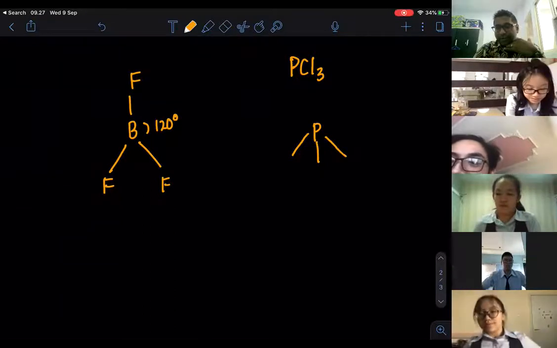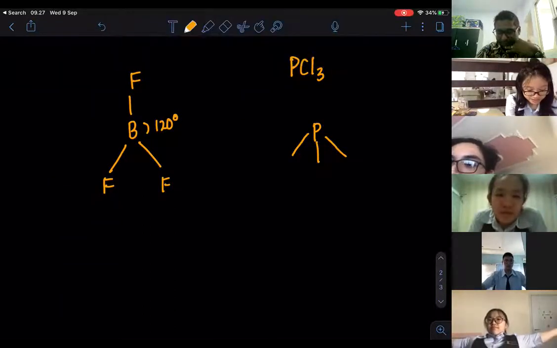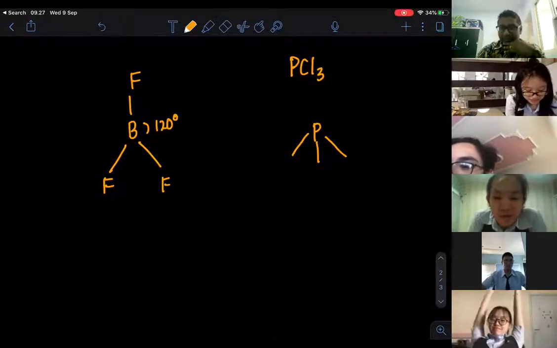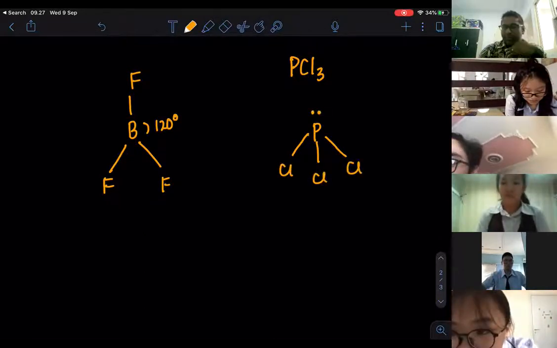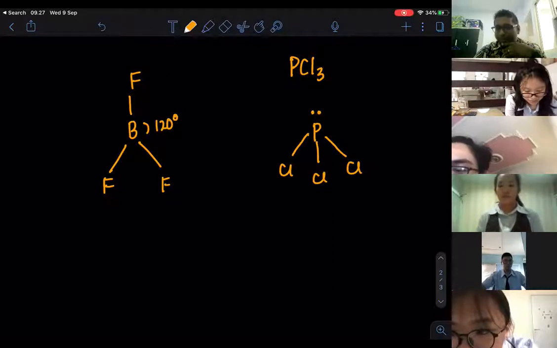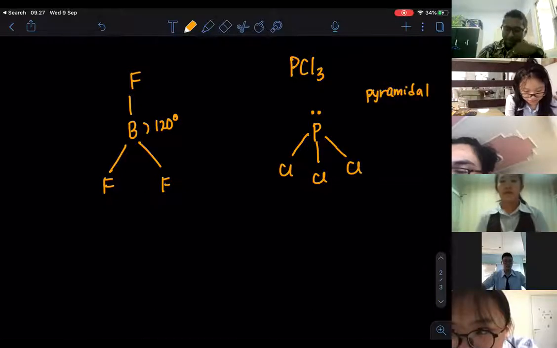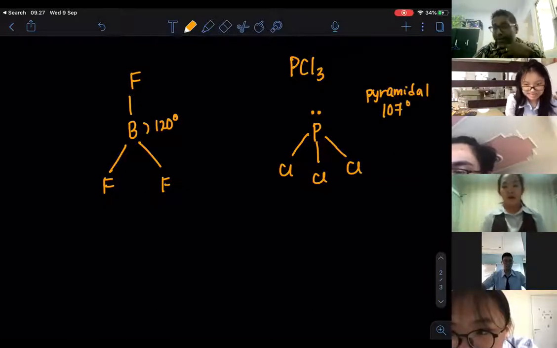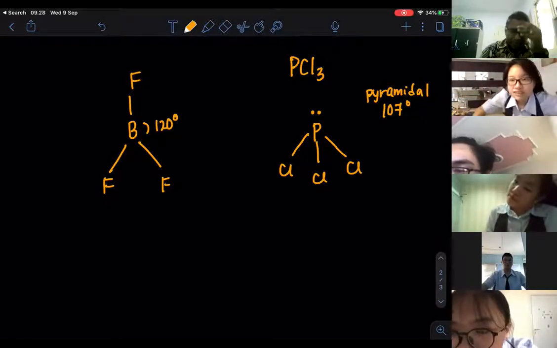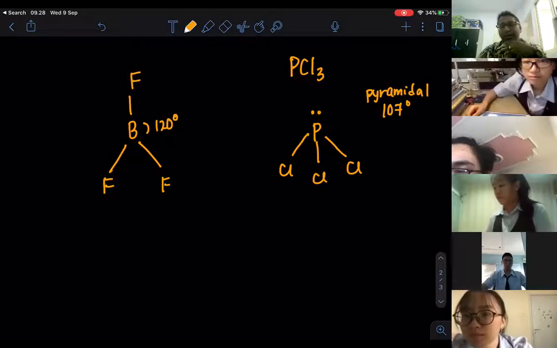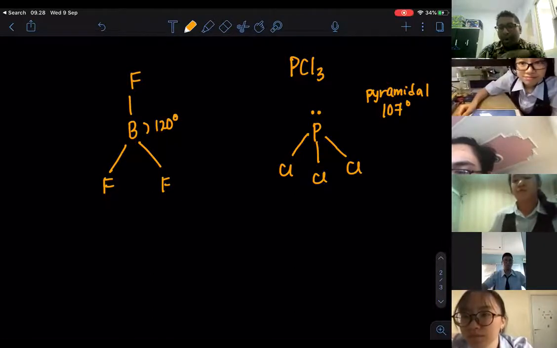Because phosphorus, if you look at your periodic table, has 5 valence electrons. It's group 15. So 3 of the electrons are used for bonding with the Cl, and the remaining 2 will exist in the form of a lone pair of electrons, something similar to ammonia. So the shape is going to be pyramidal, and I hope you remember the bond angle is 107 degrees. Now what happens over here is there is going to be a dipole. It means we can say the bond is polar.